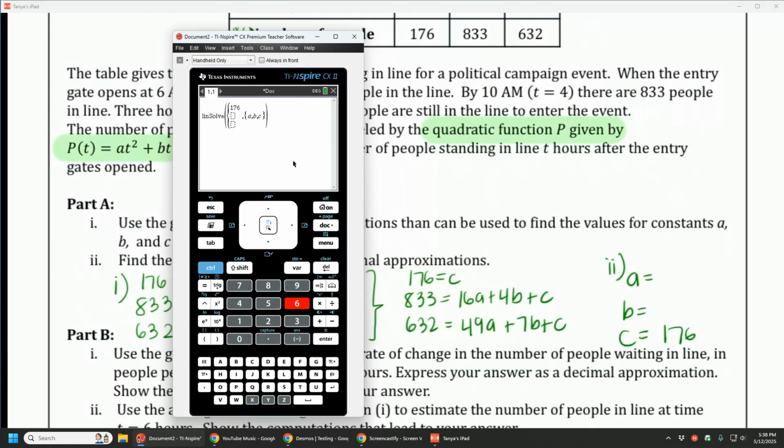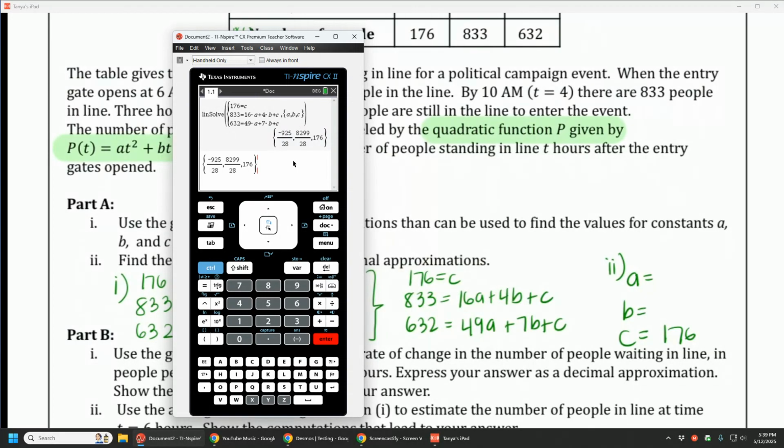I have 176 equals c. I have 833 equals 16a plus 4b plus c. And then I have 632 equals 49a plus 7b plus c. Okay, so those are my answers.